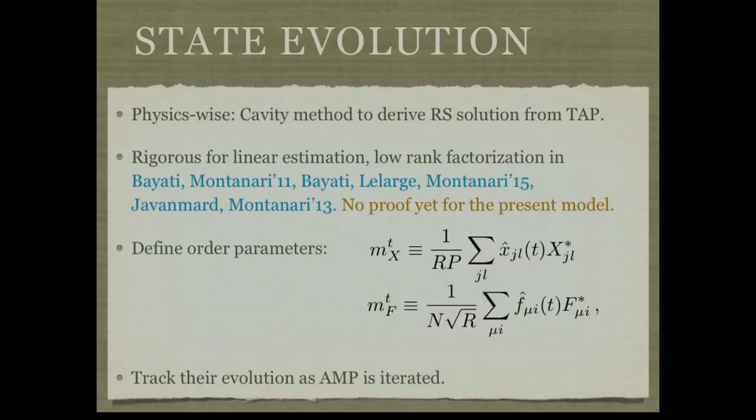Then we write the state evolution for these equations. That's just to see what happens when you run these equations, how does the error evolve, for instance? For that, we derive these, we define these order parameters and track their evolution. So that's again some computation.